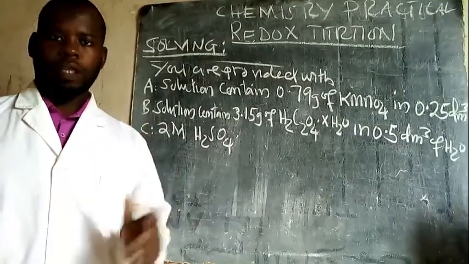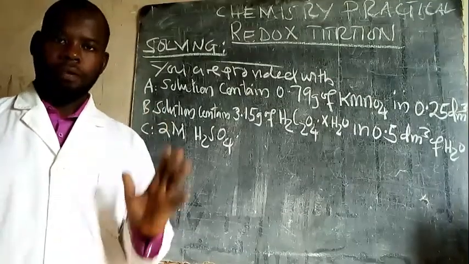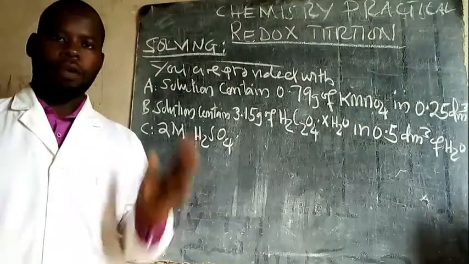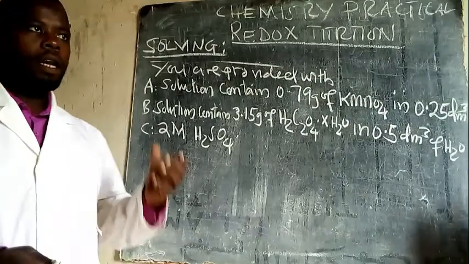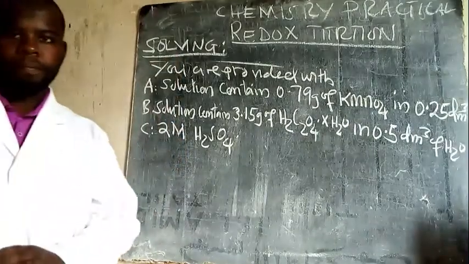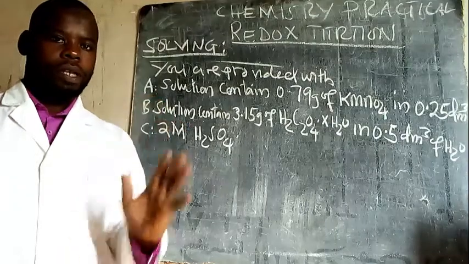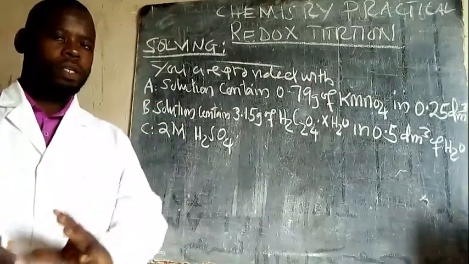Okay, after looking at the experiment, looking at the end color change, and recording our volume, which is 25, let's proceed with the solving. We are going to describe one question.